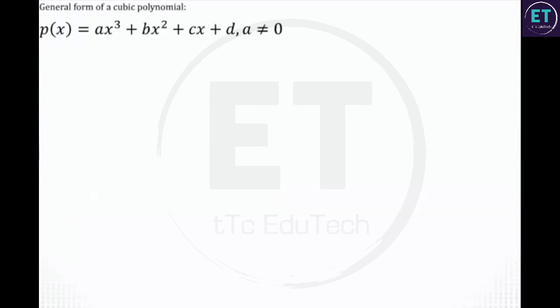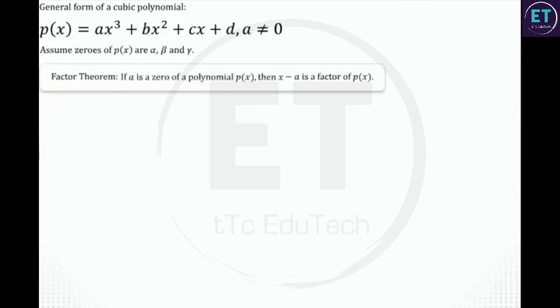Next, let's consider the general form of the cubic polynomial. Let's assume the zeros of a cubic polynomial p of x are alpha, beta, and gamma. Based on the factor theorem, if alpha, beta, and gamma are zeros of p of x, then the factors of p of x are x minus alpha, x minus beta, and x minus gamma. As we have seen in the quadratic polynomial, the cubic polynomial is equal to the product of its factors.